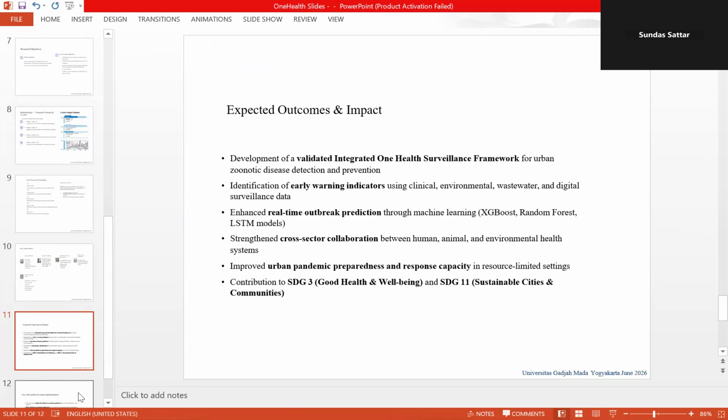Expected outcomes. We expect to develop a validated One Health surveillance framework. It will improve early detection and outbreak prediction using integrated data systems. It will also strengthen collaboration between human, animal, and environmental health sectors. Ultimately, it will improve pandemic preparedness in urban settings and support global health goals like SDG 3 and SDG 11.